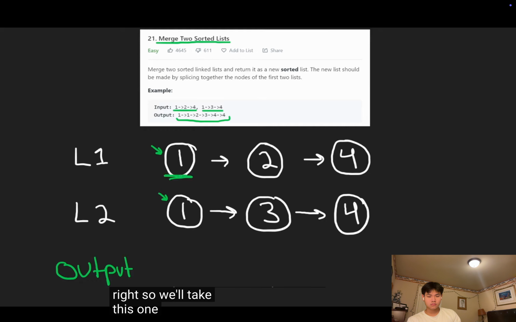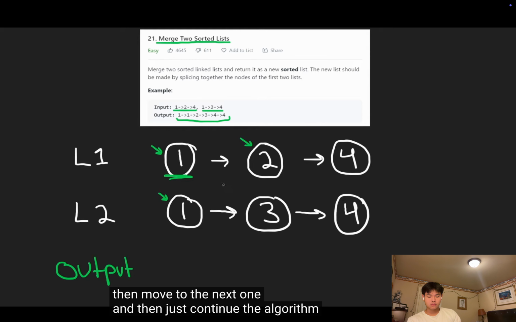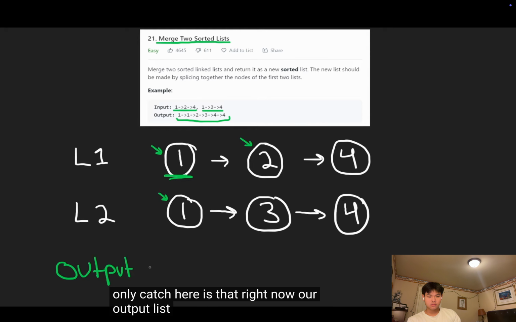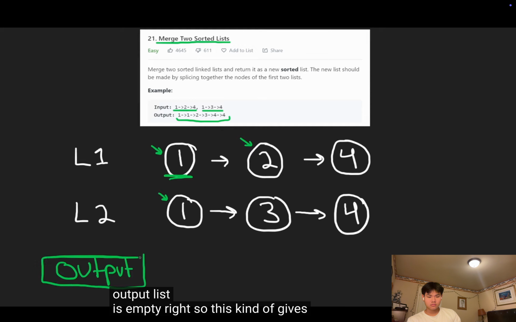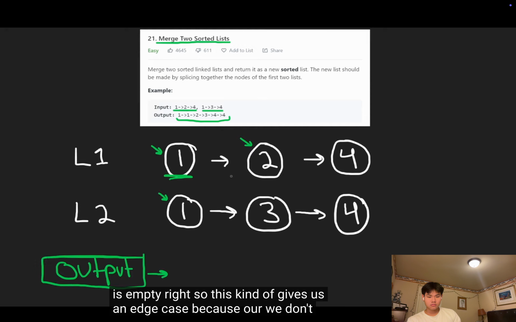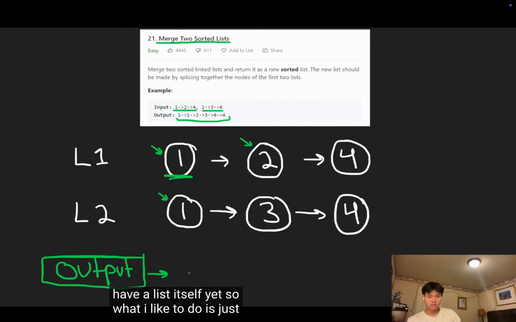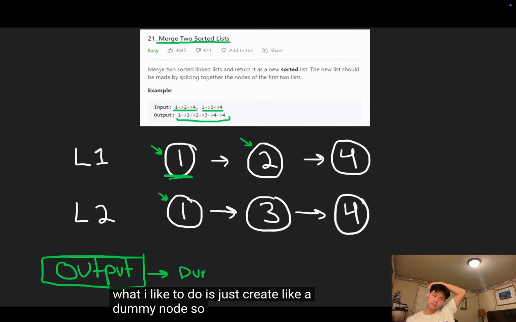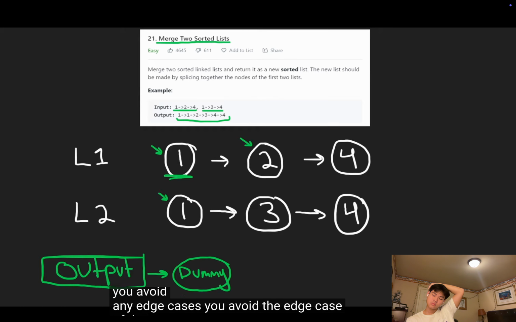So we'll take this one and insert it in our output and then move to the next one. And then just continue the algorithm. The only catch here is that right now our output list is empty, right? So this kind of gives us an edge case because we don't even have a list itself yet. So what I like to do is just create a dummy node. This is a pretty common technique, and you avoid any edge cases. You avoid the edge case of the initial empty list.